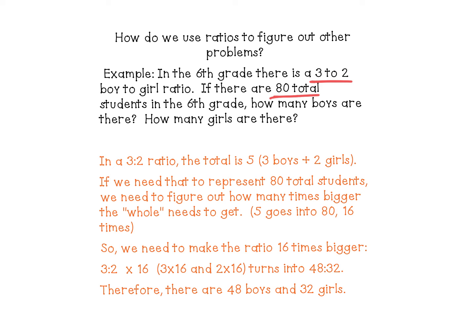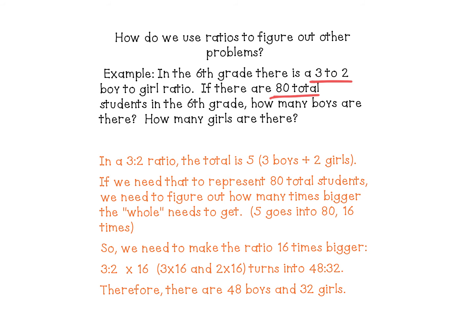So really when I go to solve this, in my 3 to 2 ratio, the total parts is 5. 3 boys plus 2 girls is 5 total. So again, in that 3 to 2 ratio that I'm given, it's got a total of 5. But we're trying to figure out how many of each gender there are when the total is 80 students. So we basically are figuring out how many times bigger the whole needs to get to make it from 5 to 80. So basically, if I'm taking my original ratio and trying to make it out of 80 total instead of 5, how many times bigger is that? Well, 5 goes into 80 16 times, so it's 16 times bigger.